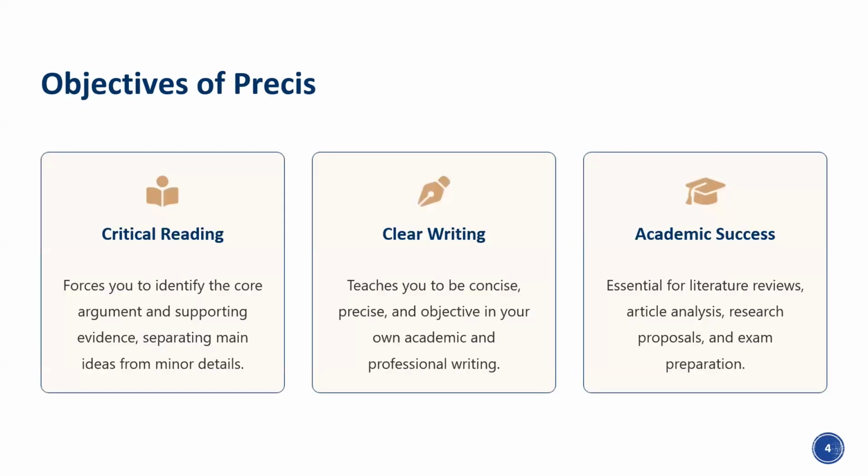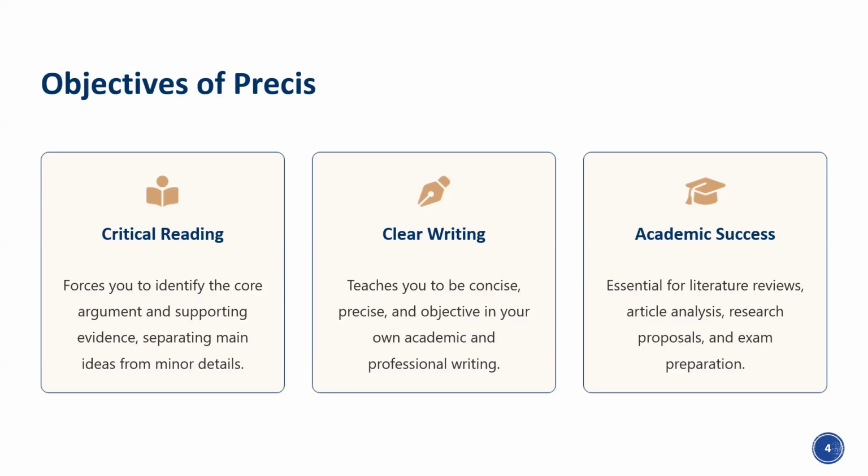So what will be the objectives of Precis? It will have critical reading. That means you will have to identify the core argument and the evidence as well, separating main ideas from minor details. So minor details will not be there. You will have the core ideas, and how those core ideas become justified will be designed by the supporting evidence. And there will be clear writing. It will help you to be concise, precise, and objective.